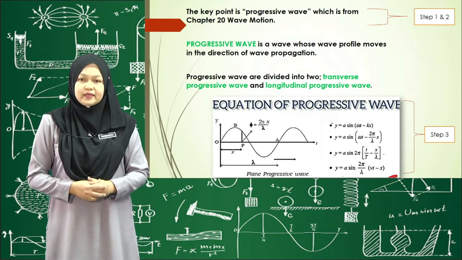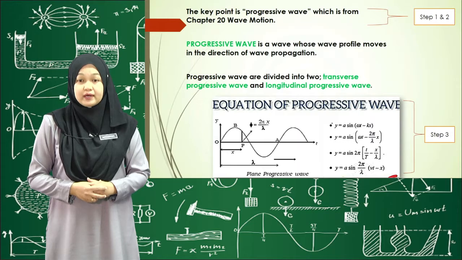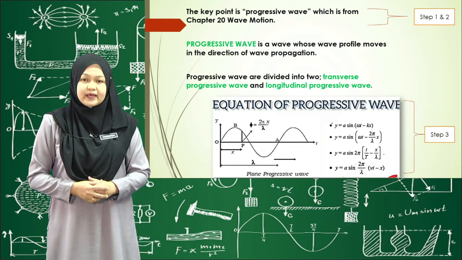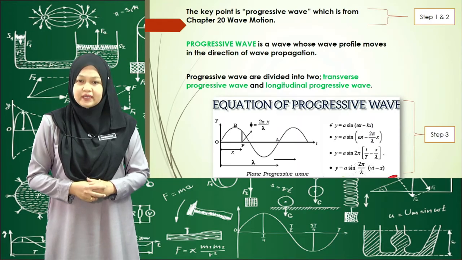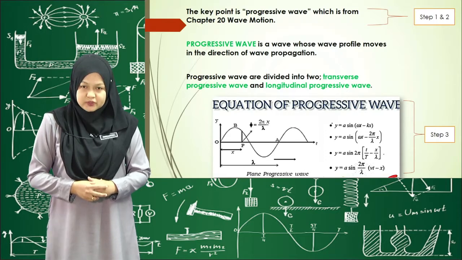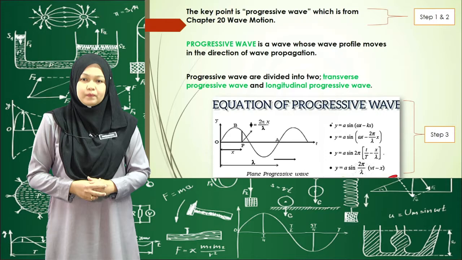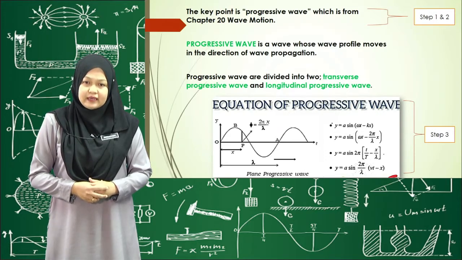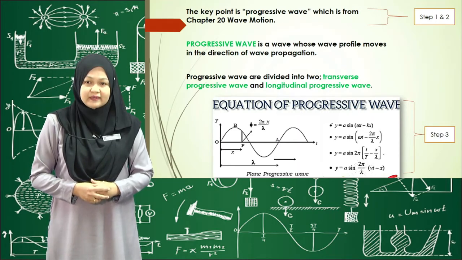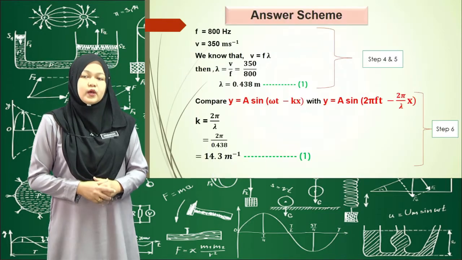There are 4 equations that can be used in this topic, which are y equal to A sine omega t minus kx, y equal to A sine in bracket omega t minus 2 pi over lambda x, y equal to A sine 2 pi in bracket t over period minus x over lambda, and y equal to A sine 2 pi over lambda in bracket vt minus x.